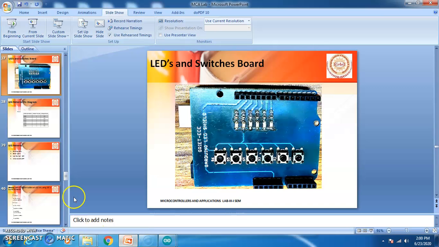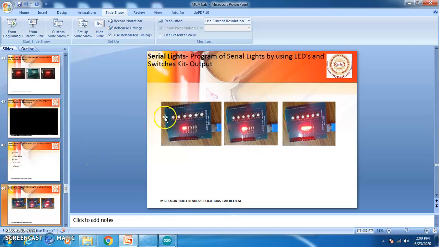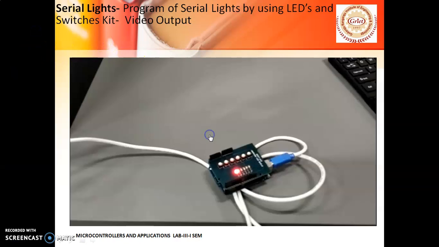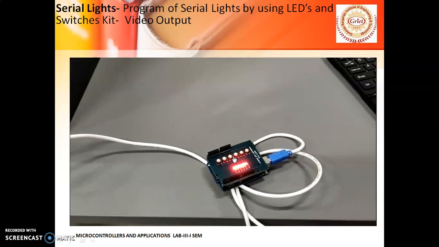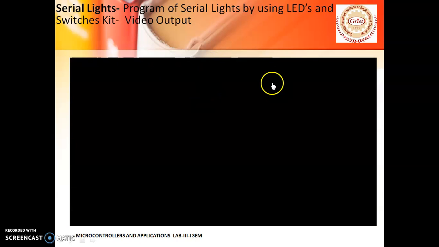Let us see the video again where I have executed that particular serial lights program. This is the output, one by one. First the 8th LED glows. After 1 second, the 8th and 9th will be on. After 1 second, 8, 9, 10 will be on. Likewise, it repeats. Now let us see a small video here. See, the 8th was glowing. After 1 second, the 9th is glowing, then 10th, 11th, 12th and 13th. This is your serial lights output.